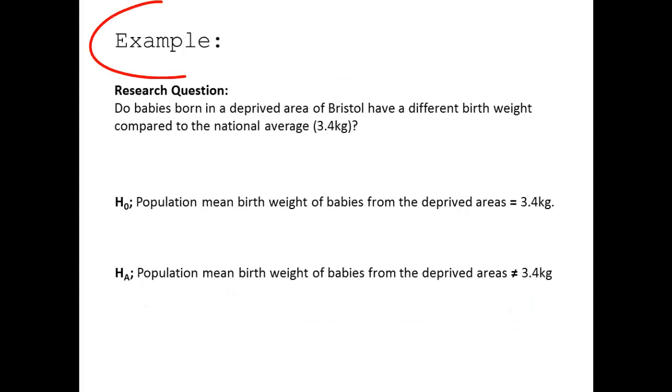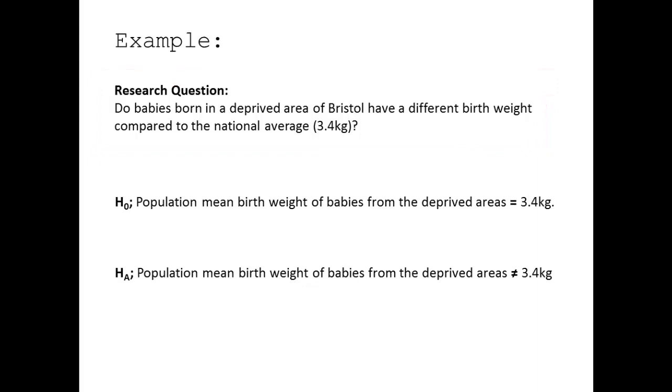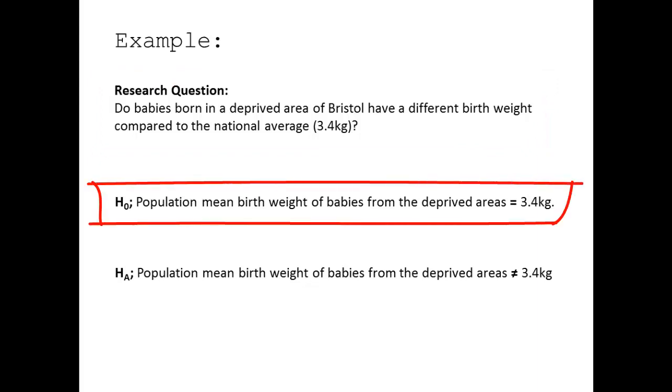Now let's look at an example, and we use this example as we go through the 3 steps. So our research question is, do babies born in a deprived area of Bristol have different birth weight compared to the national average of 3.4 kilograms? So our null hypothesis, abbreviated H0 here, is that there's no difference in mean birth weight between babies from the deprived areas and the national average. So the population mean in the deprived is equal to 3.4 kilograms.